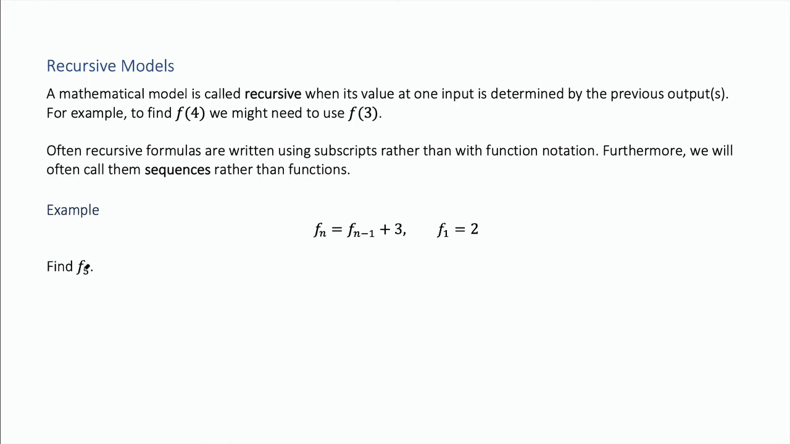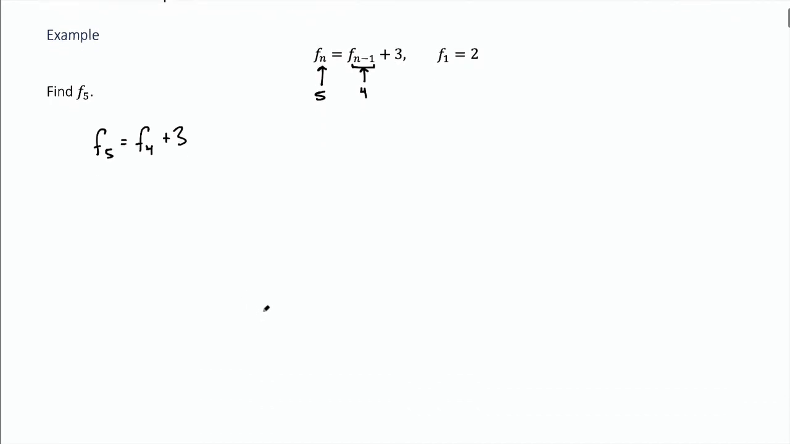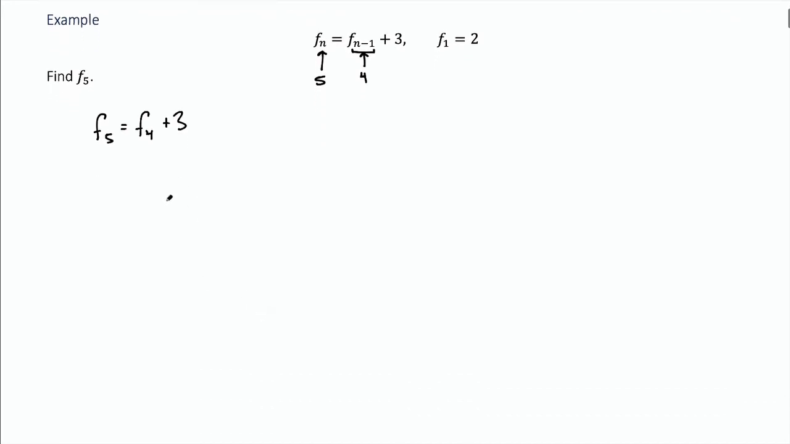Now, I want to point out that to find f sub 5, n is equal to 5. And if n is equal to 5, then n minus 1 is equal to 4. So to find f5, we're going to take f4 and add 3. Now, the problem is we don't know f4, do we? We only know f1. So instead of going through this process, we're actually going to start at f1 and figure out what we can find from there. So I'm just going to list these out. So f1 is 2.